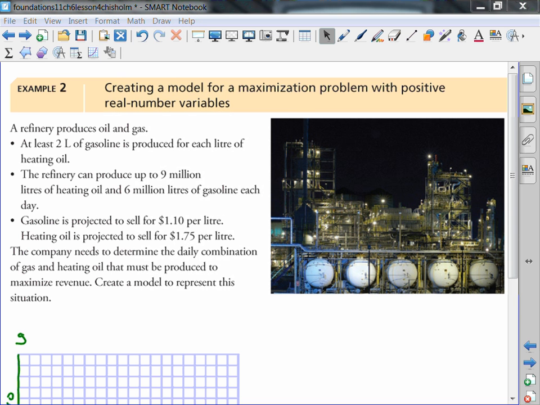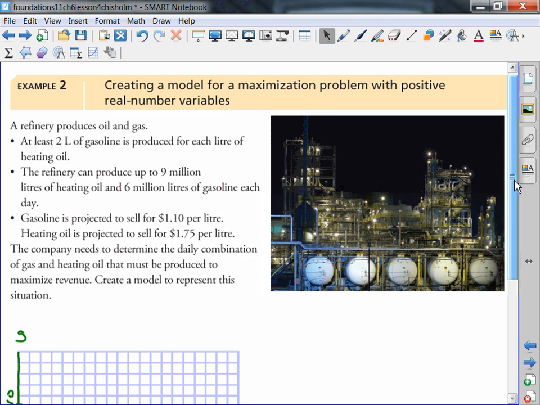Gasoline is projected to sell for $1.10 per liter. Heating oil is projected to sell for $1.75 per liter. The company needs to determine the daily combination of gas and heating oil that must be produced to maximize revenue. Create a model to represent the situation. This is clearly a problem that a lot of businesses are going to have. They want to maximize revenue. So let's go ahead and do this.